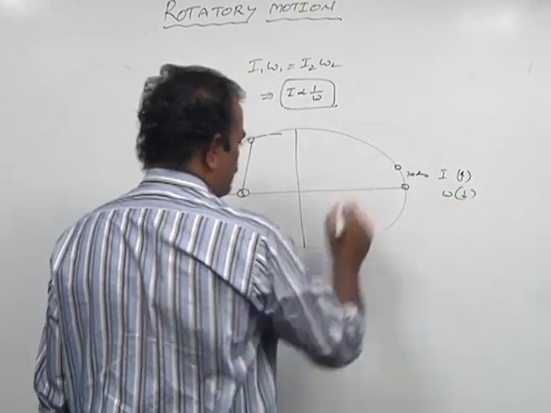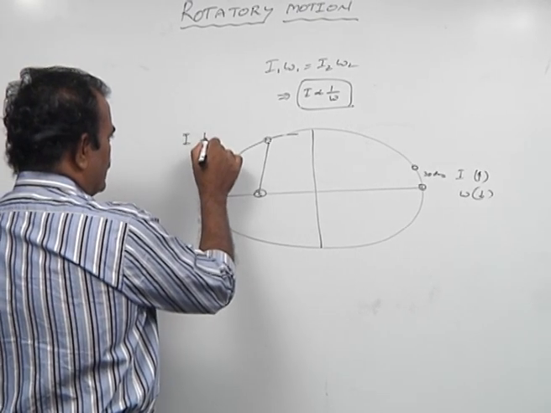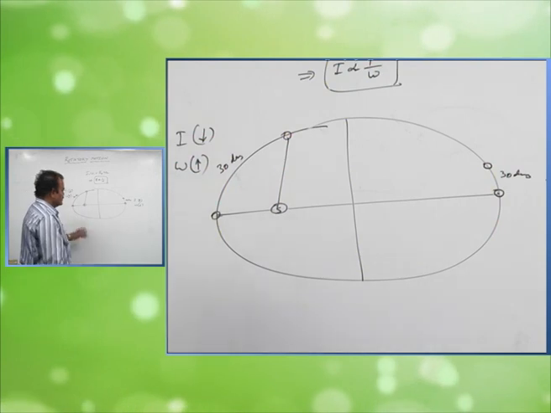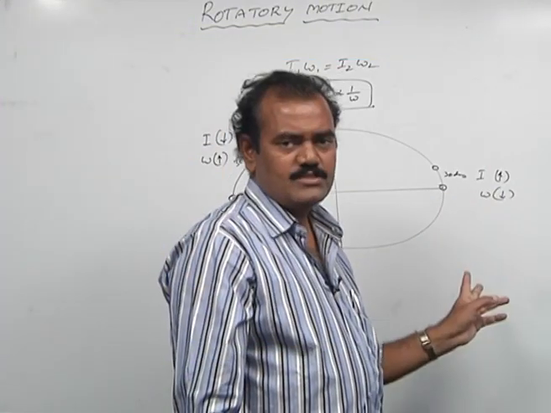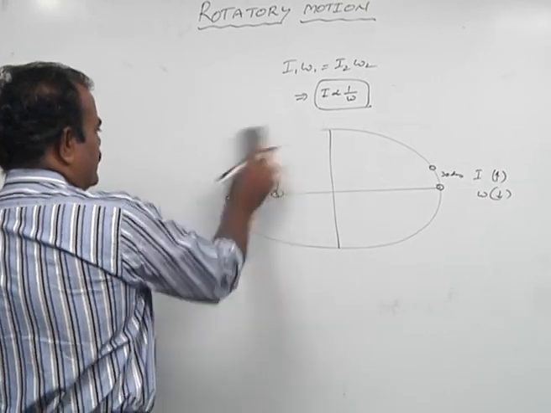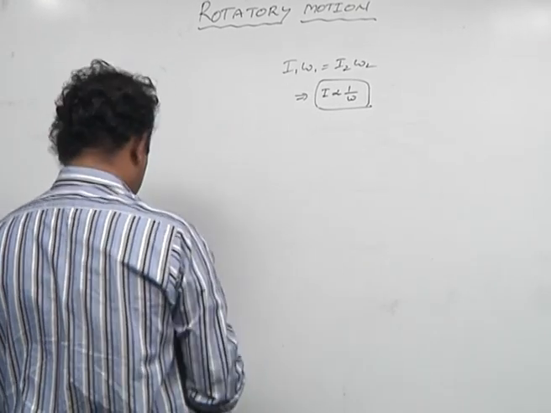So that's why it has to move slowly. And when it is nearer to the sun, I is less and omega is greater. So conservation of angular momentum is obeyed here also. Not only Earth, any planet in this planetary system also obeys the conservation of angular momentum.